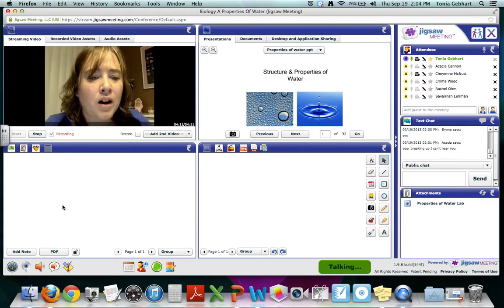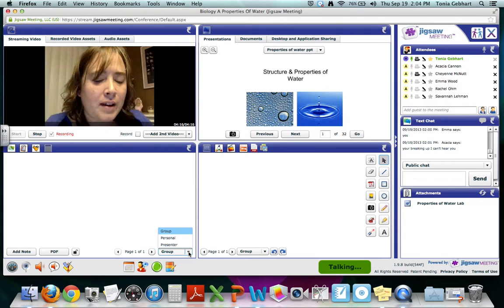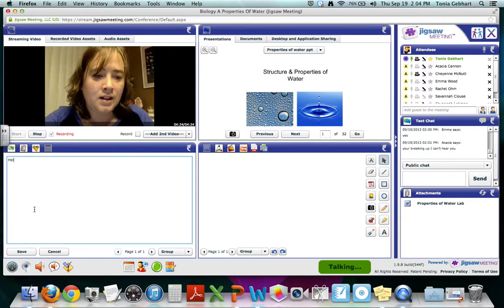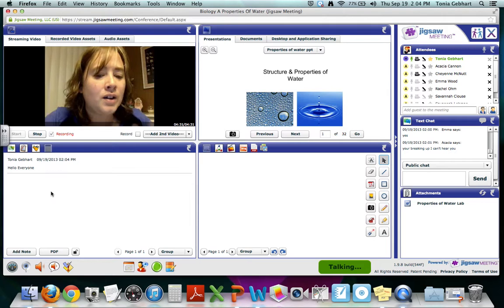So as you are taking or listening to material, you have a drop-down menu where you can create a group or a personal note, and you can add those notes as we go along. So you add save note or add note, type in what you need, and then hit save. So you should all be able to see, if you click on that yellow pad of paper, you should be able to see any notes that people post over here on the left-hand side.